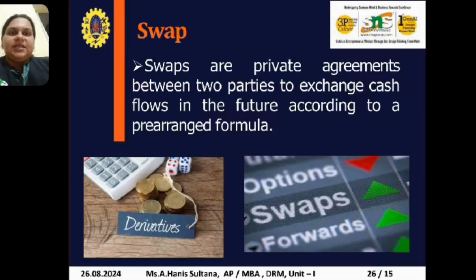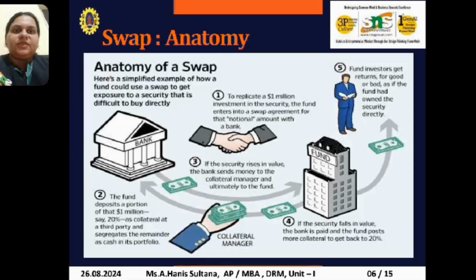So let us see today's topic. Swaps are private agreements between two parties to exchange cash flows in the future according to a pre-arranged formula. That pre-arranged formula means fixed rate and floating rate. Well, we know what is fixed rate. Fixed rate means the interest rate between the bank and the swapping is at the same level of interest. But floating means the interest rate will change.